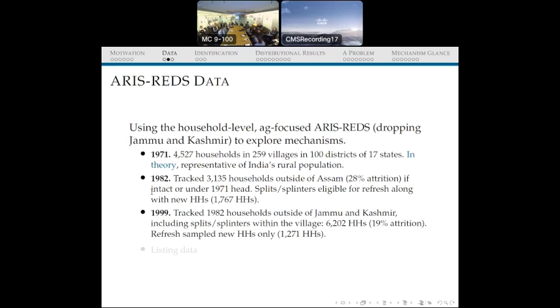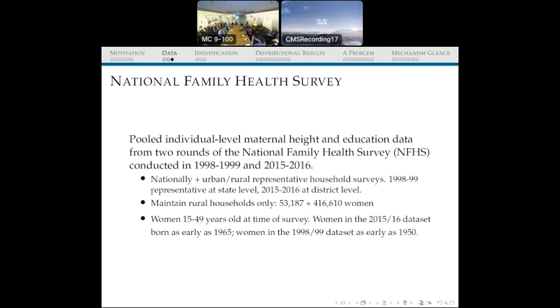And you might be worried that some households might differentially move out of the panel, in the same way that Claudia was just talking about. And in fact, I do a similar thing to you, looking at who it is that leaves that panel. And then I'm also going to use the National Family Health Survey, India's version of the DHS, and I'm going to pool two sets of that to reach all the way back to women who were born as early as 1950 to look at impacts on female education.